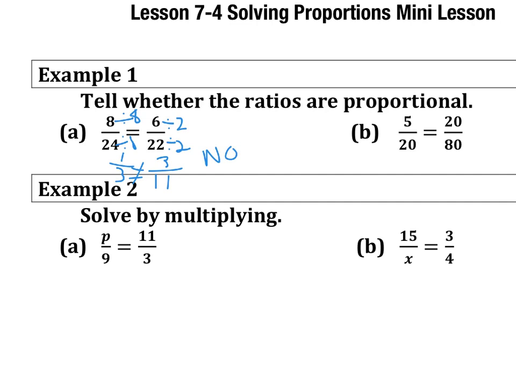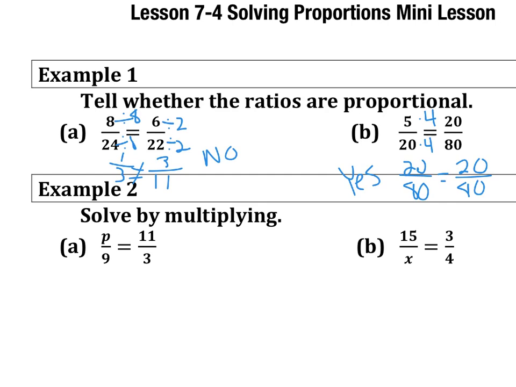On the other hand, we could find a common denominator. So if you take a look at letter B, we notice that the least common denominator between 20 and 80 is 80 itself. So we wouldn't need to change the second ratio at all, but we could take the first ratio and multiply it by 4 on the top and the bottom. If we did that, in the numerator now we would have 20. In the denominator, we would have 80. And we can see that that is identical to our second ratio. And that confirms that these two ratios are in fact proportional.